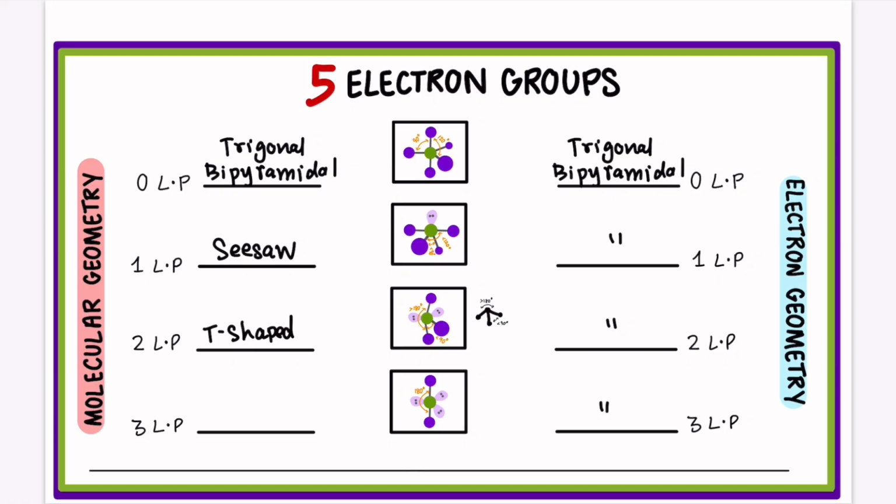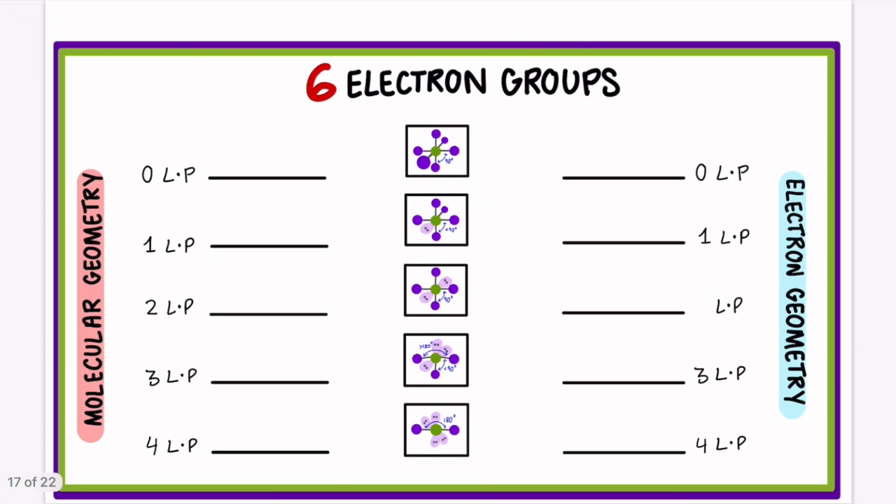Its molecular geometry with 3 lone pairs is called linear, and the corresponding bond angle is 180 degrees. That's because if you ignore all of those lone electron groups, this is clearly a straight line. We're almost there. For a molecule with 6 electron groups around the central atom, the electron geometry is called octahedral, remaining the same no matter how many lone pairs are present.